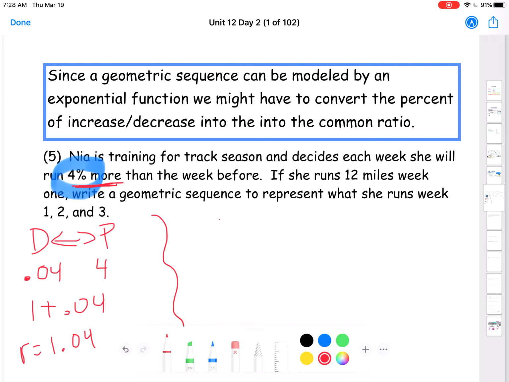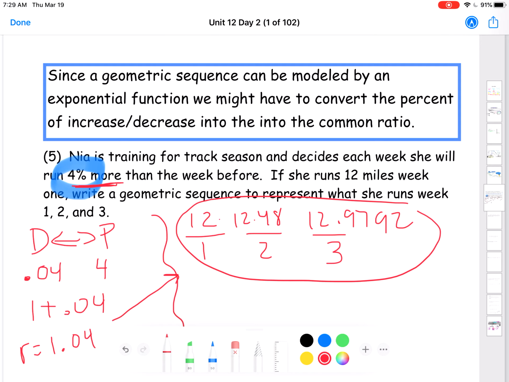All right, so if she runs 12 miles week 1, represent the geometric sequence. So you're just going to do 12 times 1.04, enter. Then take 12.48 times 1.04, enter. And make sure you give me everything. And there we go. So this is a super important question. If it was decreasing, we would do 1 minus 0.04.